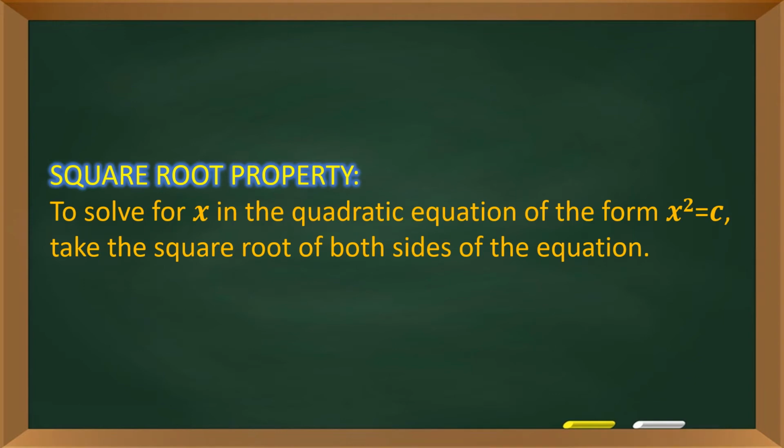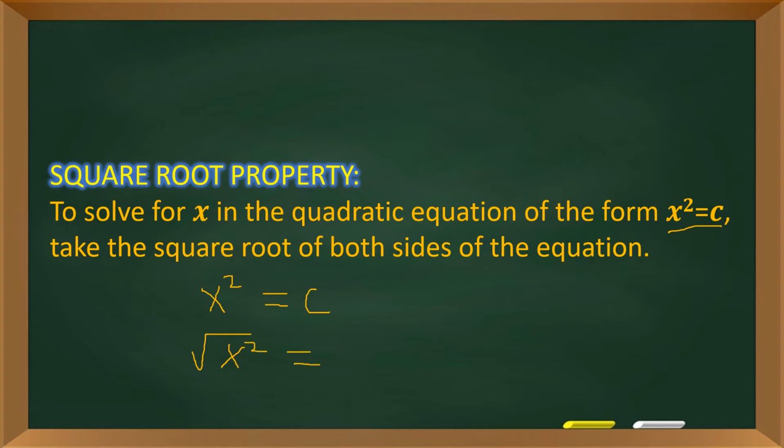In solving quadratic equations using extracting the square root, apply the square root property. Ano ba ang square root property? To solve for x in the quadratic equation of the form x squared is equal to c, take the square root of both sides of the equation. So therefore, if you have x squared is equal to c, you just have to extract the square root of both sides of the equation.